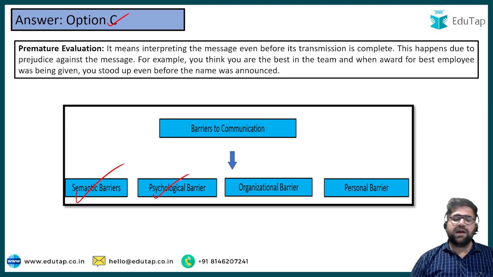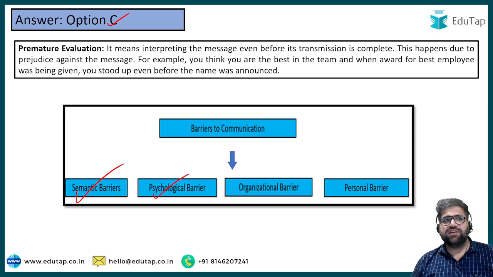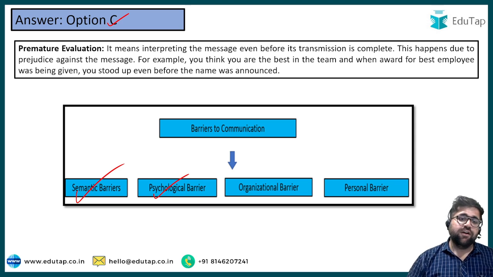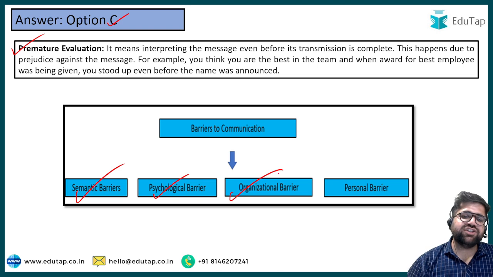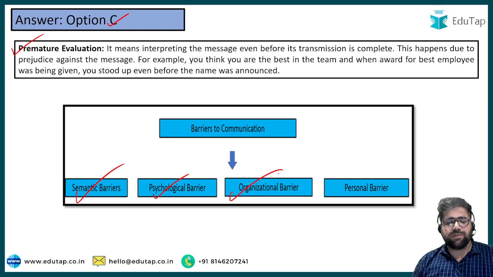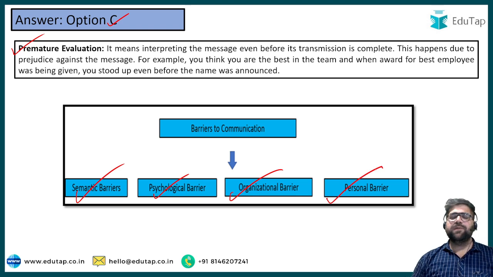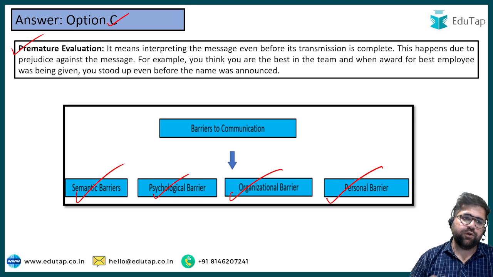Psychological barriers are those which relate to your mind, like you are not focusing too much, you are being too lazy, and so on and so forth. One such psychological barrier is premature evaluation. You try to decode that particular message in a very hasty manner. As simple as that. Organizational barriers are those which relate to the organization structure. For example, if an organization is very bureaucratic in nature, then it's an organizational barrier. Personal barriers are those which are related to the personal attributes of superior and subordinate. As simple as that.